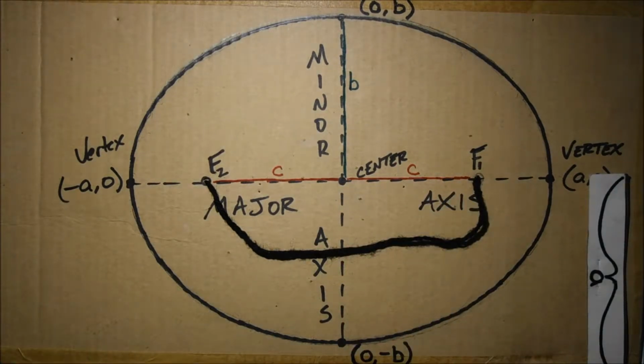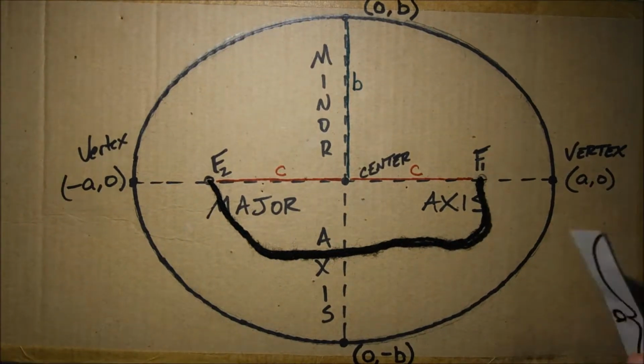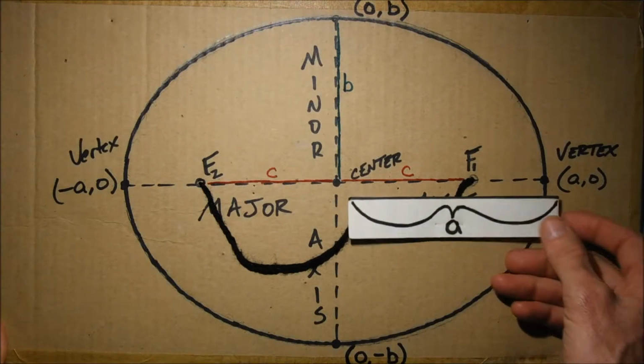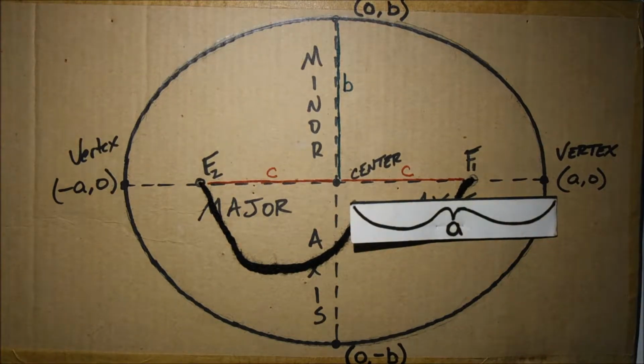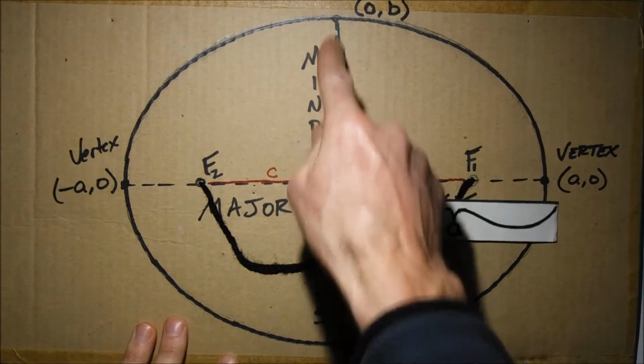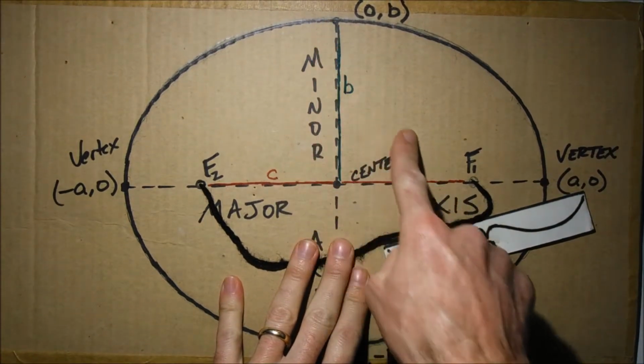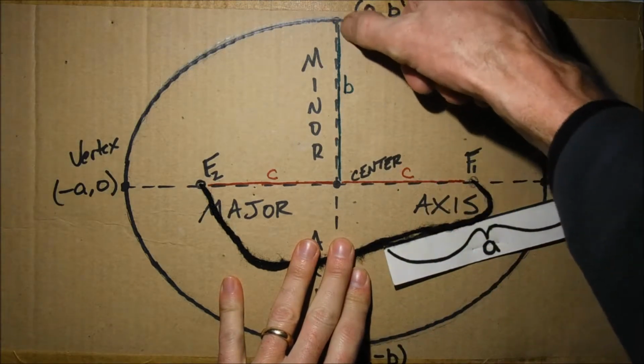Now, is there a relationship between A, B, and C? What do you think? Want to guess? Do you think there's a relationship between A, B, and C? Yeah, there almost always is, right? This is math, it's all about relationships. There is a relationship. Look at this. If I were to go ahead and connect a line from this point down to this focus, what would you have?